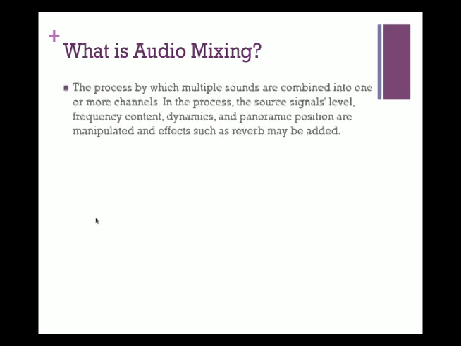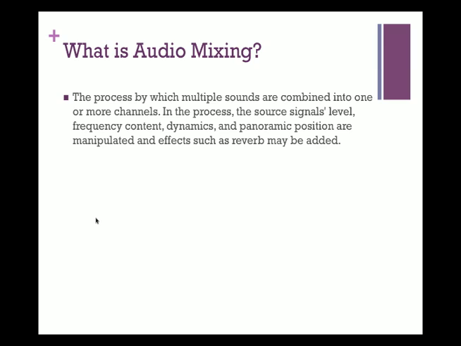So, what is audio mixing? Mixing is the process by which multiple sounds are combined into one or more channels. In the process, the source's signal level, frequency content, dynamics, and panoramic position, that's basically panning, are manipulated, and effects such as reverb may be added.